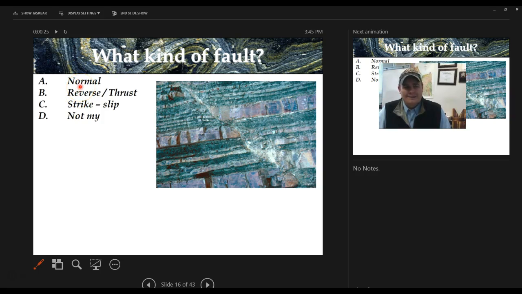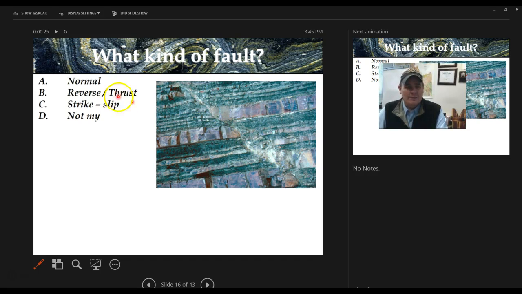Okay, so this is supposed to be a joke, by the way. Is this a normal fault, a reverse thrust fault, strike slip fault, or not my fault, right? It's corny, I know, but my students in class sometimes chuckle at it. Okay. Anyways, the point is that this is a reverse fault.